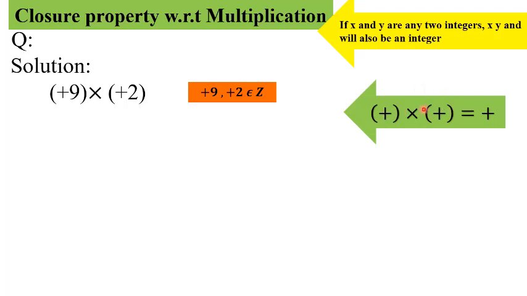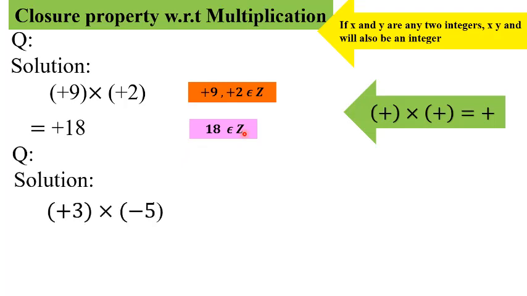When we multiply both of these two, the answer will also be written with the plus sign. So what is their answer? When we find their product, 9 2s are 18, and with the answer we will put plus sign. Does plus 18 also belong to Z? Yes, it also belongs to Z. It means the product of two integers is also an integer.